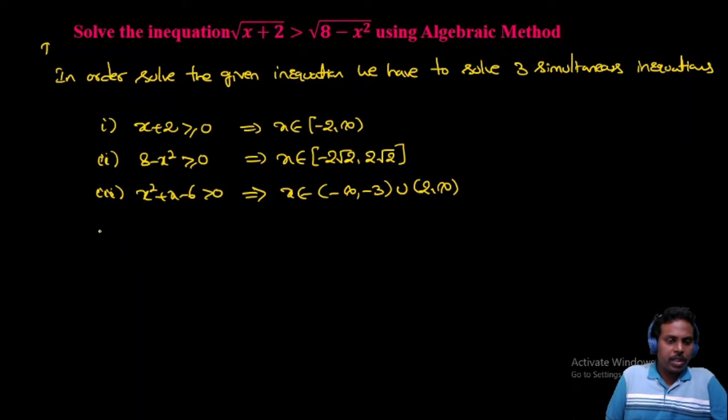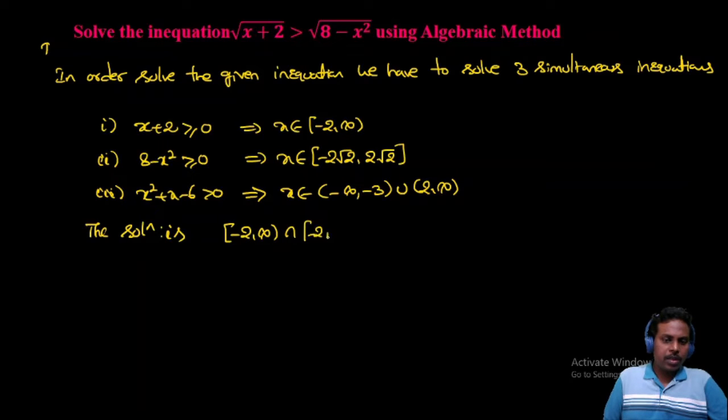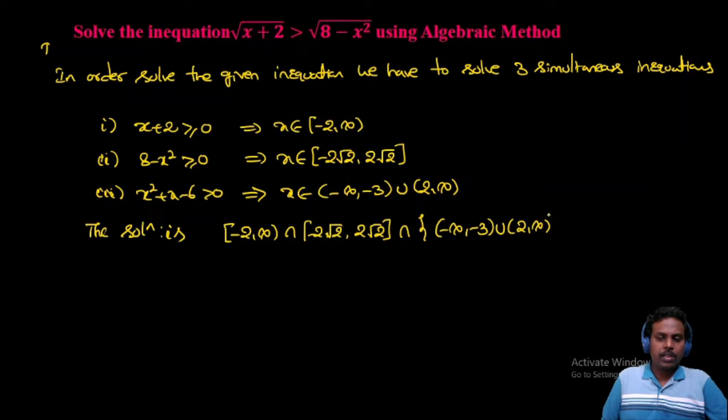Now, what is the solution set here? The solution is the intersection of all these sets. The intersection of minus 2 to infinity, intersection minus 2 root 2 to 2 root 2 closed interval, intersection minus infinity to minus 3 union 2 to infinity. Let us see what is the solution. Let us find out with the help of a diagram. Let me draw the real number line.